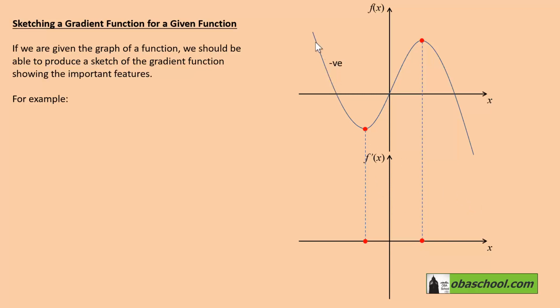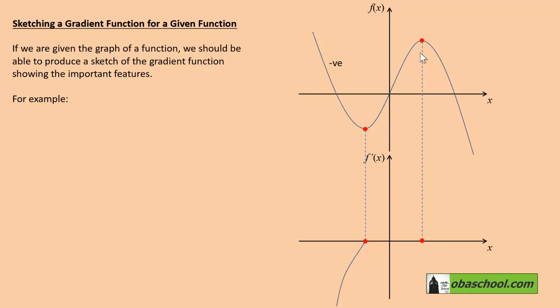Now along here, the gradient is negative. So if we're plotting the gradient function, it should be below the axis. As we go this way, the gradient is getting steeper. It's more negative, so it's going to be further below the axis. So it's going to go something like this.